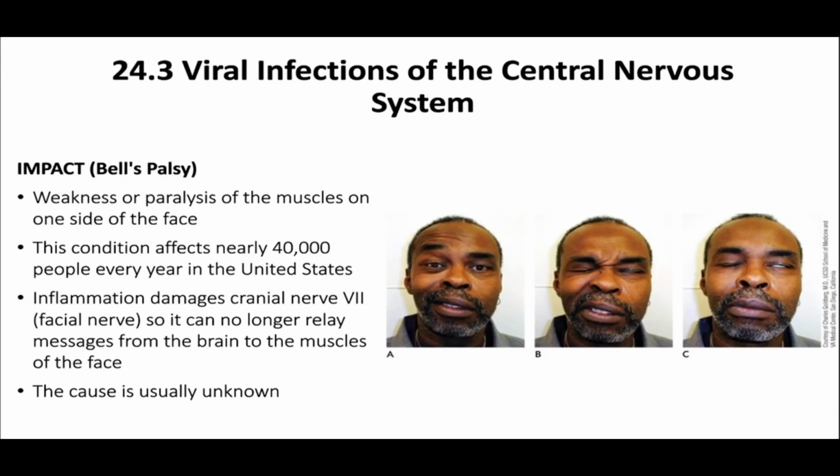Bell's palsy is a condition that affects nearly 40,000 people every year in the United States, but unfortunately, the cause is usually unknown.